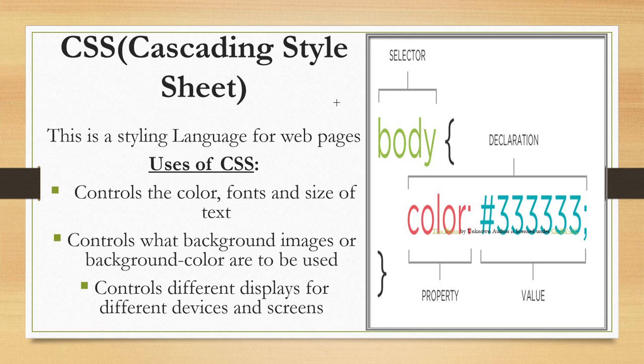CSS, Cascading Style Sheets. This is a styling language for web pages. Now look at this keyword, a styling language. It is just used for styling. It helps you to beautify your website, how your website will look. So that is just what this cascading is about.